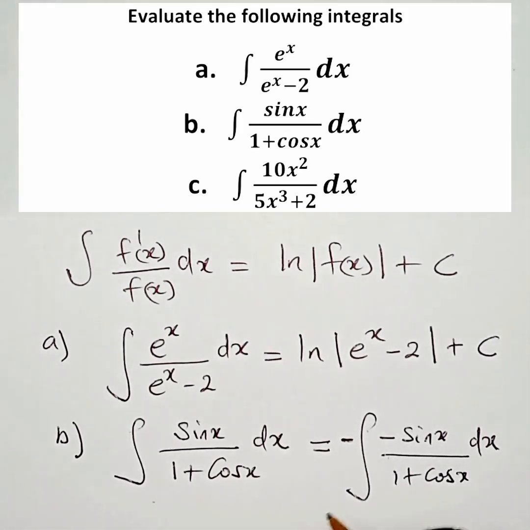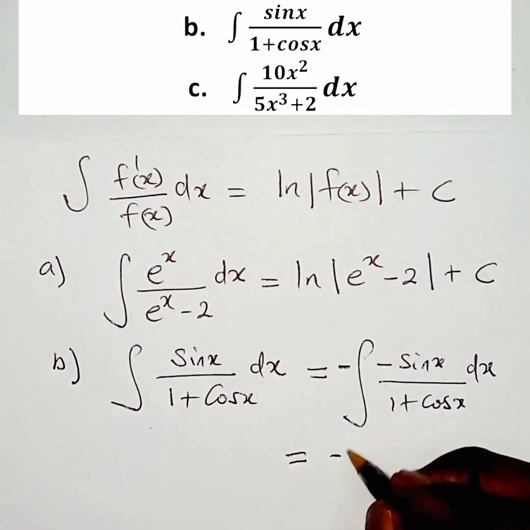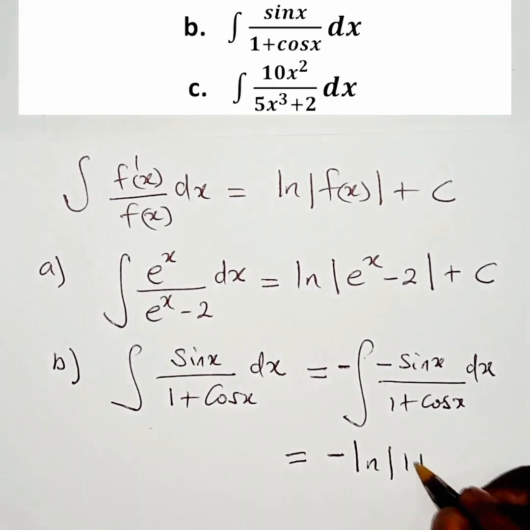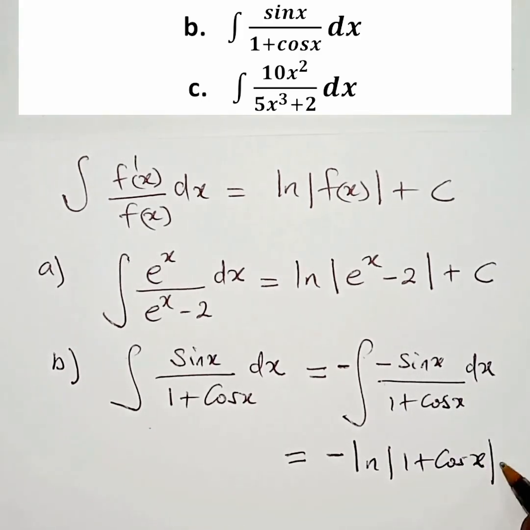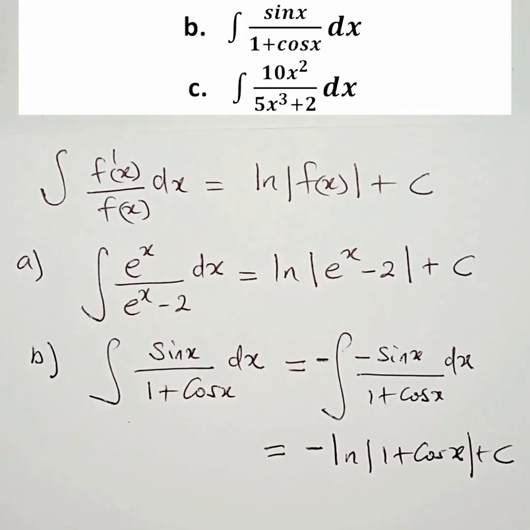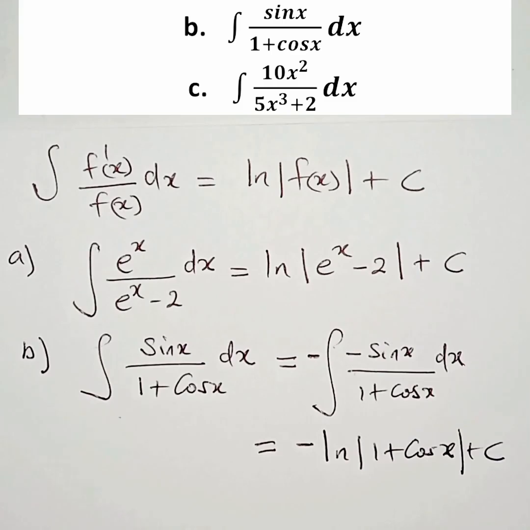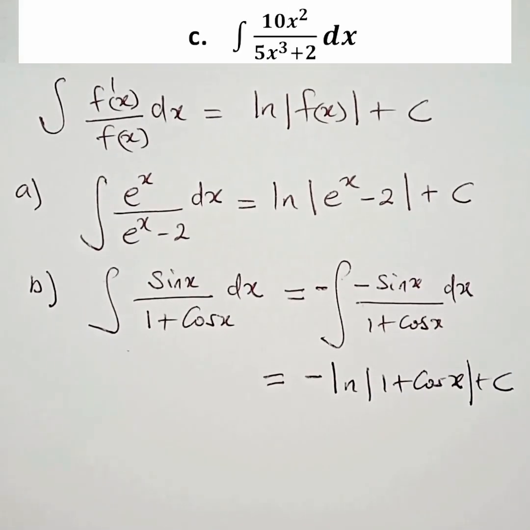All right. So we're saying that this is equal to minus ln(1 plus cos x) plus c, where c is an arbitrary constant. So part B is finished. Now let's move on to part C. And that is the question that is on the thumbnail.